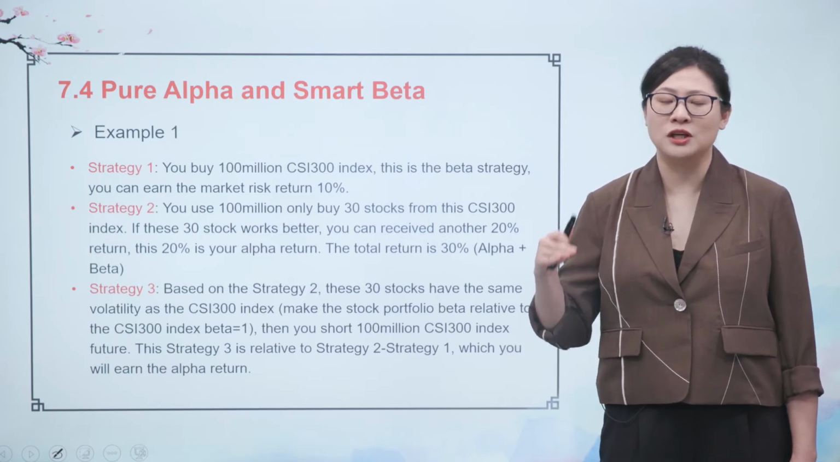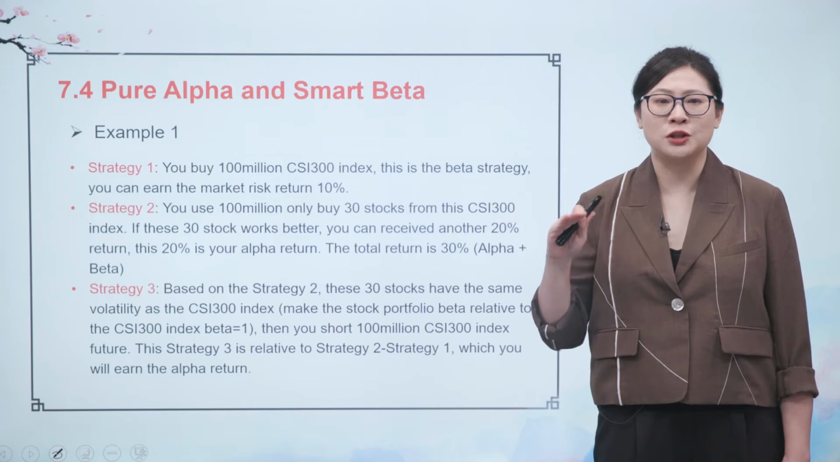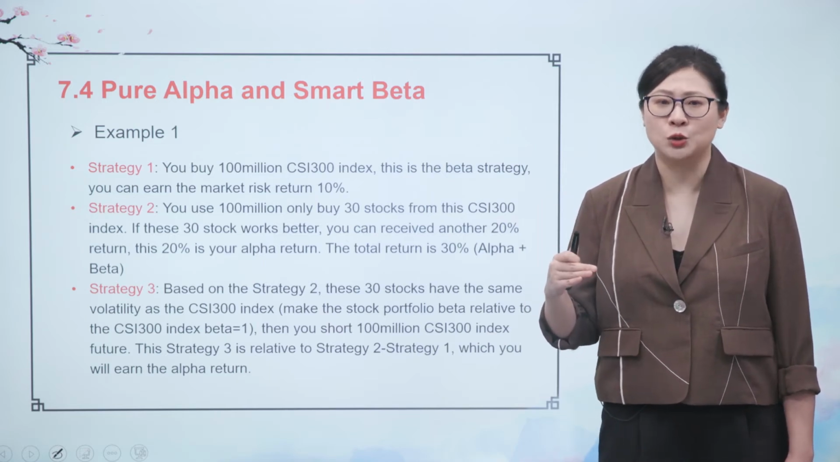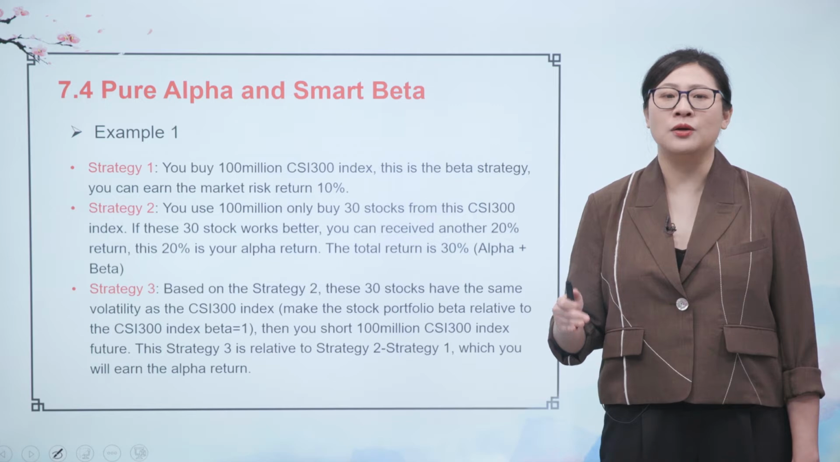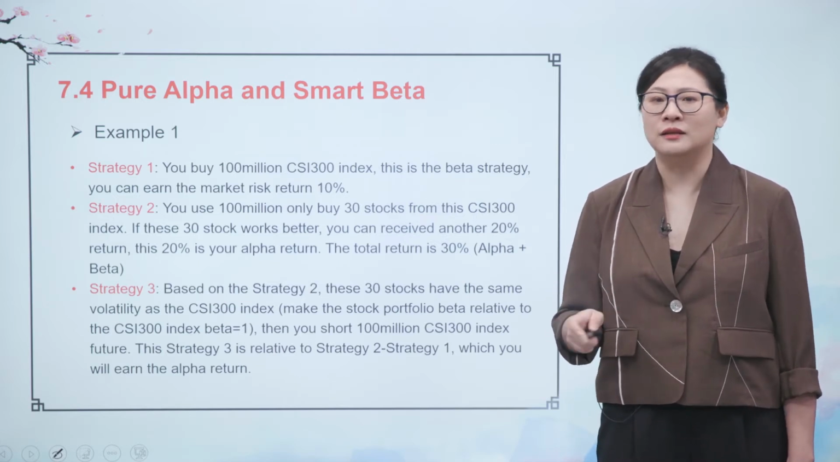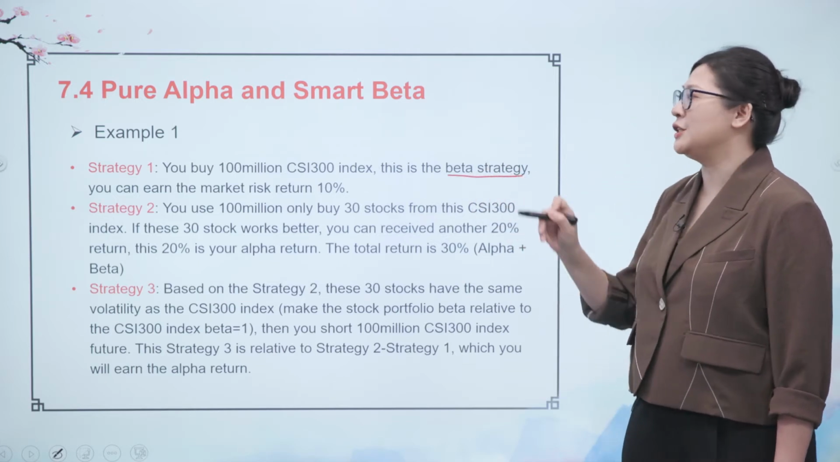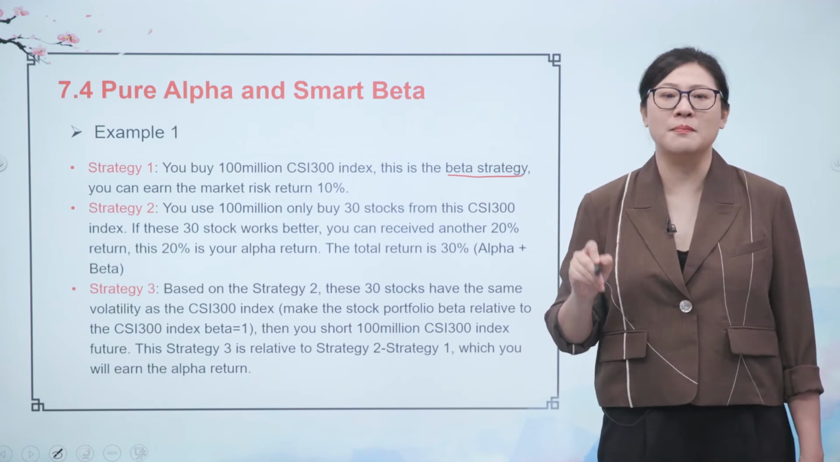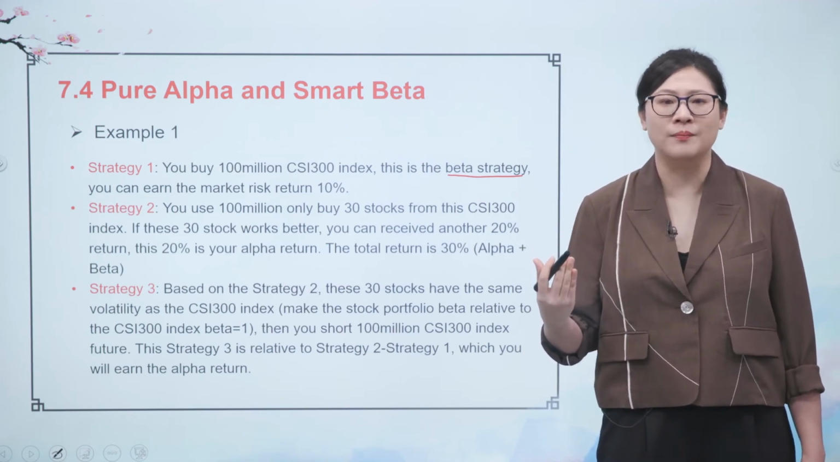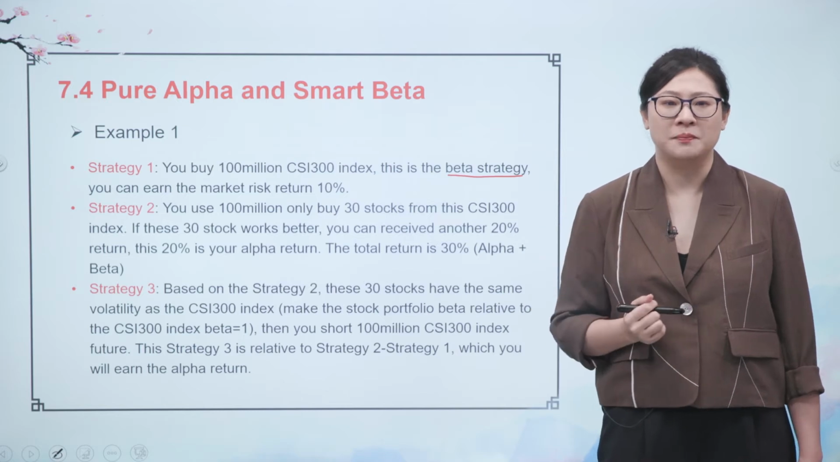Let's have a look at each one by one. The strategy one is you buy the CSI 300 index using this 100 million. And this is totally the beta strategy. So you can earn the market risk premium, or the market return, which is 10%.